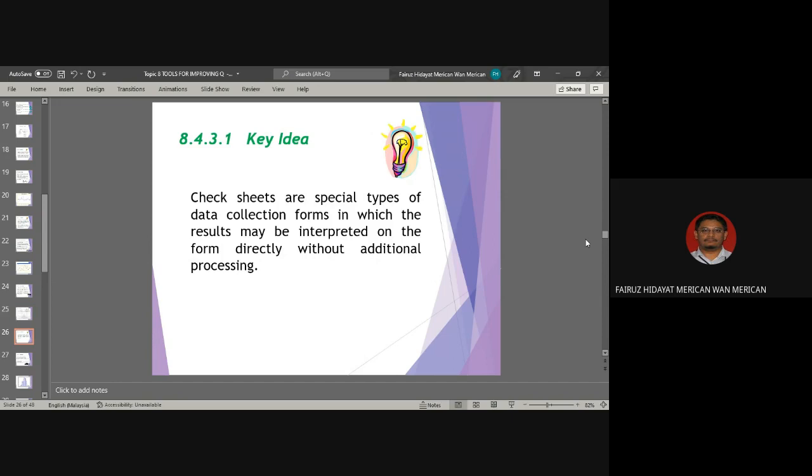Right, so the check sheets are special types of data collection forms, whose results may be interpreted on the form directly without additional processing. So the form, the table, the form used for the check sheet, you don't need any other processing approach. You just look at the form, the table, the information is already there, and you can interpret the information on that check sheet. So that is the main idea of this tool.